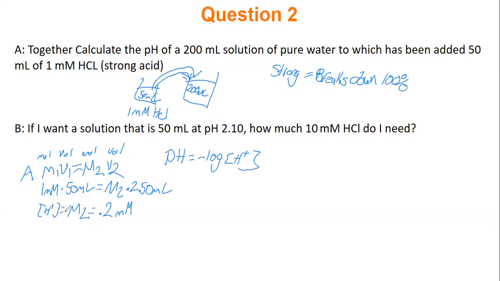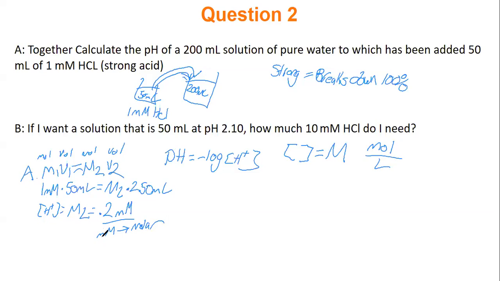However, it's not quite. Another throwback from Gen Chem. Whenever you see a concentration in brackets, that is always 100% of the time molarity, big M. Molarity is moles divided by liters. Here, 0.2, that's millimolar. So I need to convert from millimolar to molar.